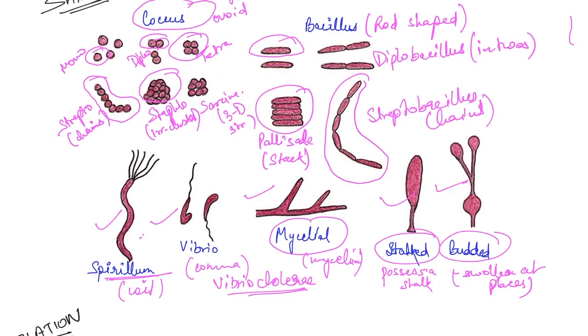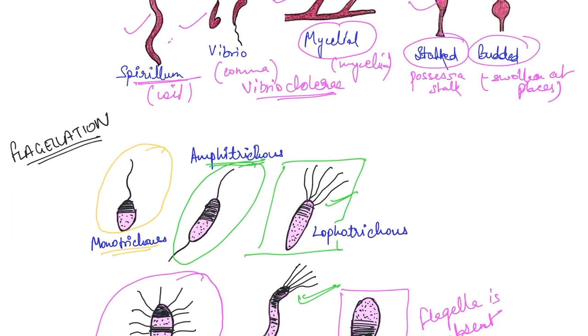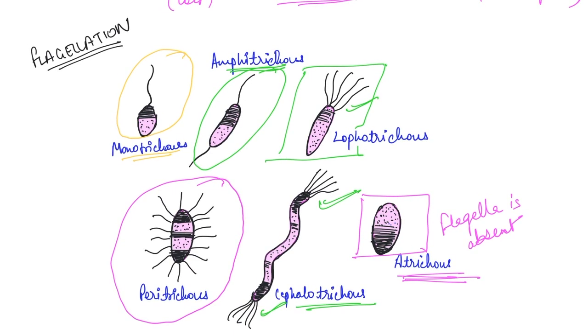And then at last we studied the flagellation, the presence of flagella. So they can either be flagellate or non-flagellate. Non-flagellate is atrichous, so flagella is absent. Then monotrichous, wherein there is one flagellum. Amphitrichous, wherein there are two flagella, one at both the ends. Then lophotrichous is a group or tuft of flagella at one end. Then cephalotrichous is a group of flagella at both the ends. And then last was peritrichous, wherein the flagella are distributed on the entire surface of the bacteria. So with this we end today's video.